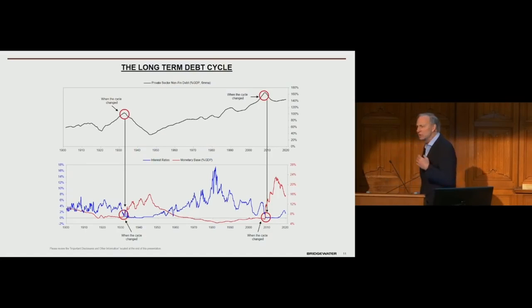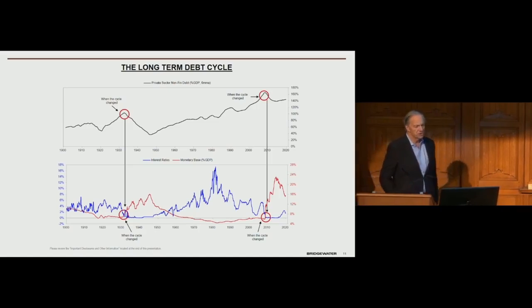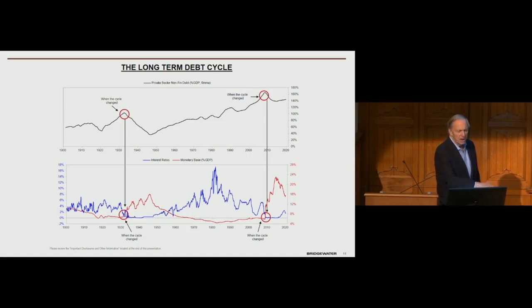So now I want to bring you up to speed and show you again some of the parallels. The top chart shows private sector debt relative to GDP, and that goes back to 1900. Below that, I show both interest rates and the central bank's printing of money. What you see in 1928, 29 is classic high debt. You see the blue line, interest rates, hit zero. The red line shows the central bank printing money and buying financial assets.